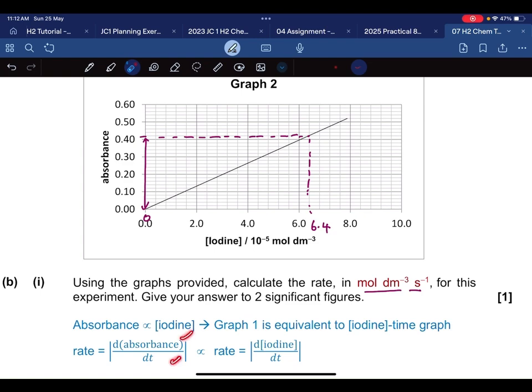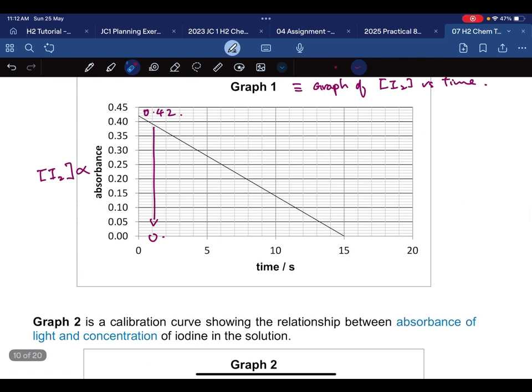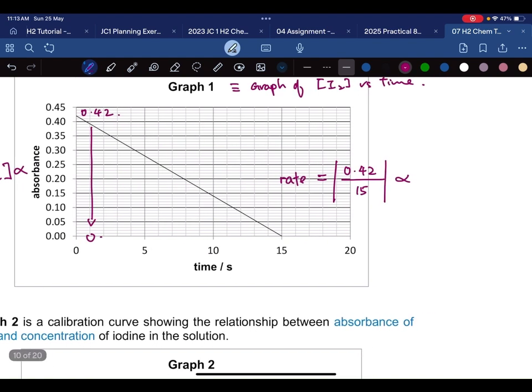So when we look at the rate from this graph, we can find that rate is equal to the change in concentration, which is 0.42, over the time, 15 seconds. But if I do this, the unit for my rate is going to be absorbance change per second. So this is not what we want. We have to convert this to the change in concentration of my iodine over time.